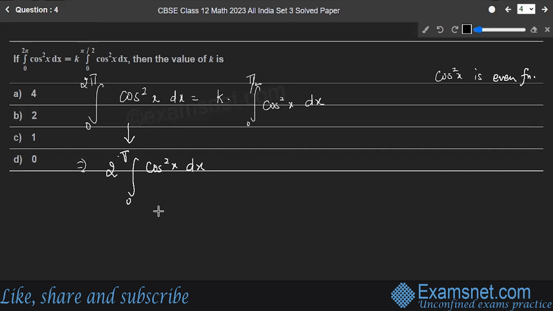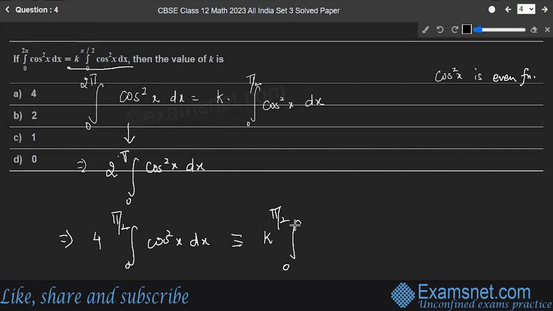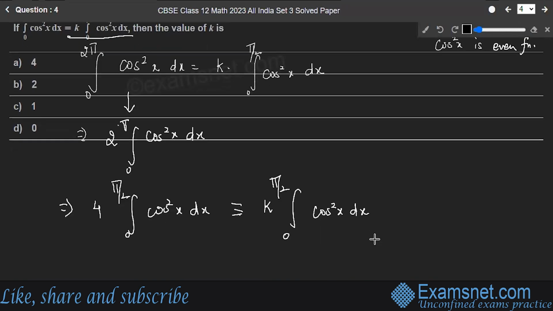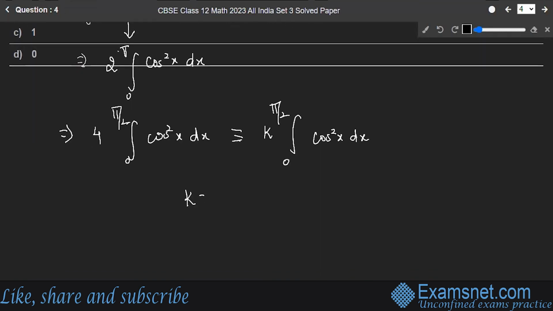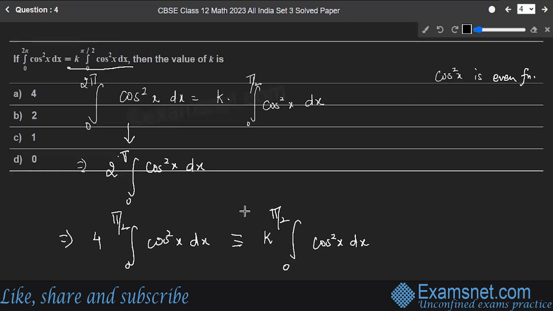Now, because cos square is an even function about pi by 2, I can further write it as the integral from 0 to pi by 2, like 2 into 2, 4 cos square x dx. Now, let's compare it with the given one. This is equivalent to k times the integral from 0 to pi by 2 of cos square x dx, which simply means k is equal to 4. That means you have option E as the answer.